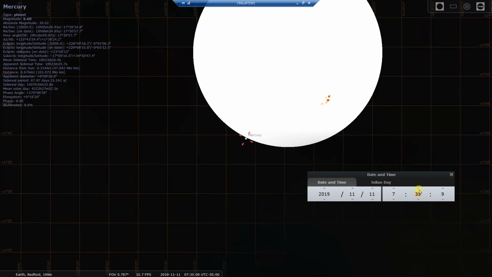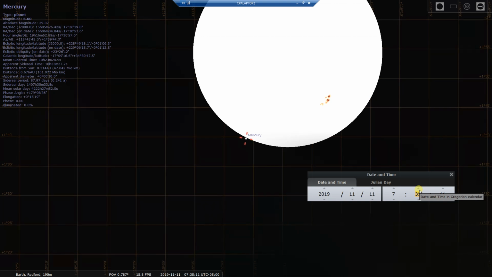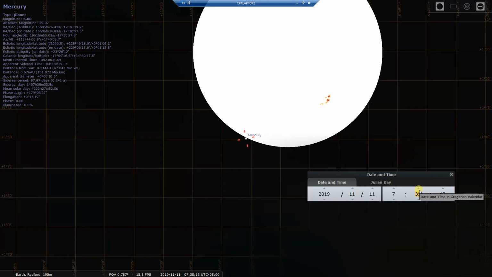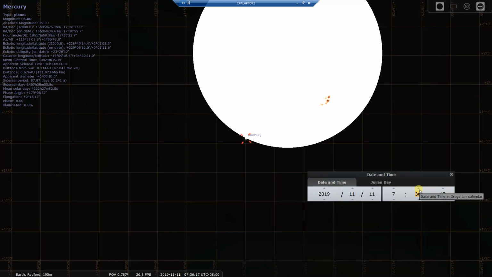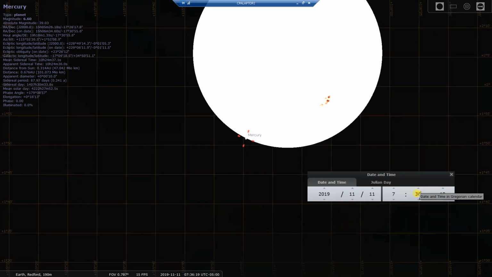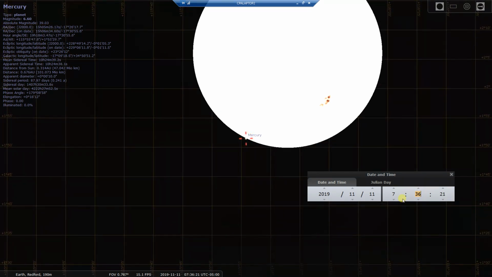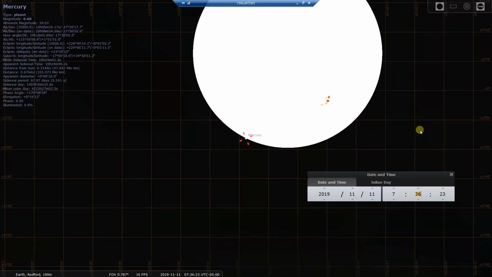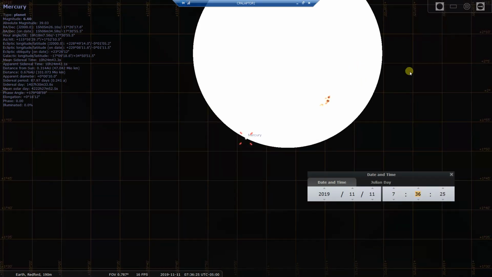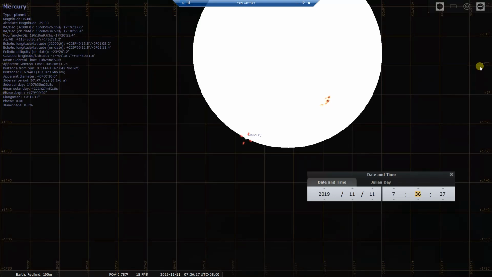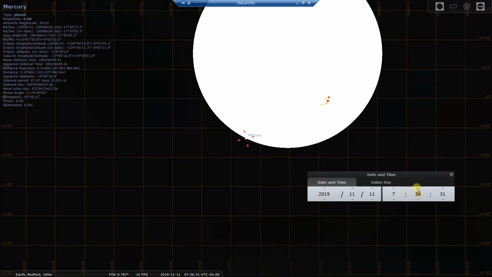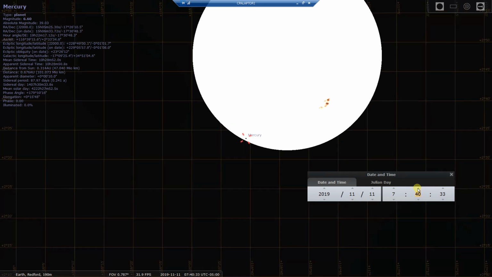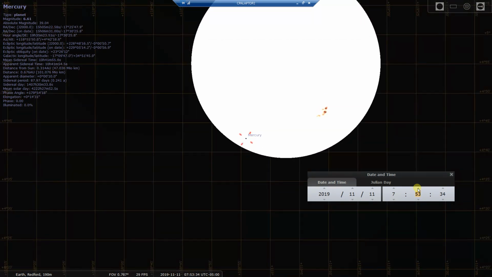Now, this is my location, by the way. It's going to be different for other people in their location. But in Detroit, it looks like in this software, Mercury is going to be touching the disk of the Sun at around 7:36 in the morning. But look at the Sun. You can see it's only around 2.5 degrees. That's way too low, so I won't be able to see it from the start. So I'm going to start increasing the time here.